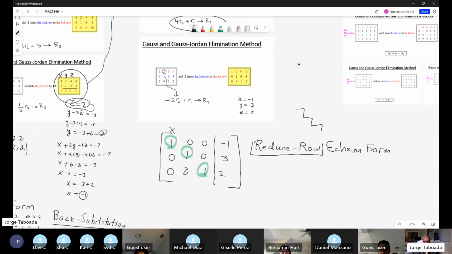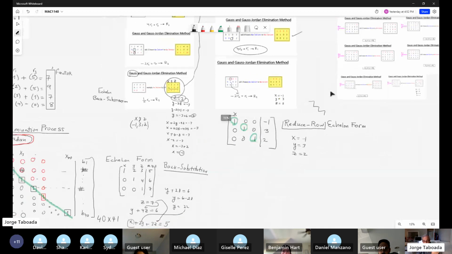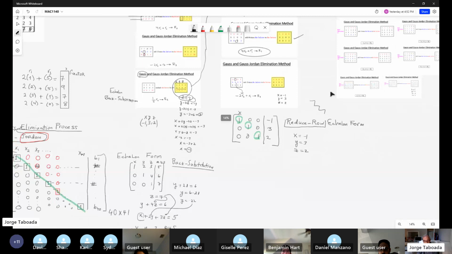Wow, x is -1. Look at that. Y is positive 3. And z is positive 2. And we get the solution. You see, wow, professor, this is too long. I know it's too long. That is the reason you are never solving this using this method.